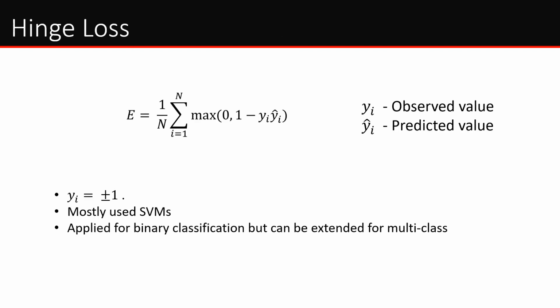Hinge loss is a loss function mostly used in support vector machines. It can be used only for binary classification, but can be extended to multiclass in a one versus all manner. Note that the label needs to be defined as +1 and -1 for two classes instead of 1 and 0 to use this function. For each point, error is 0 when the observed value and predicted values are equal. Otherwise, it gets some positive value.